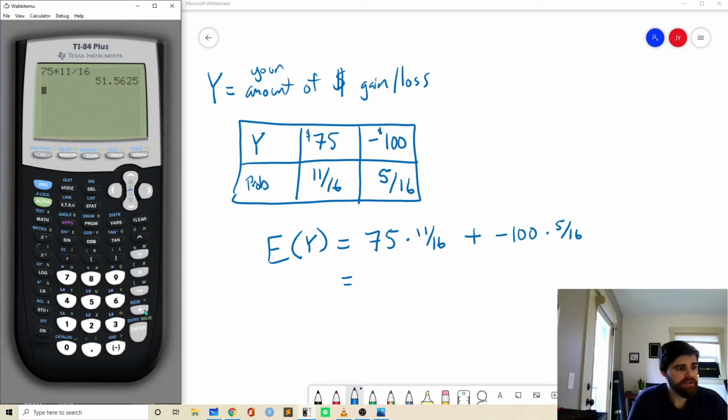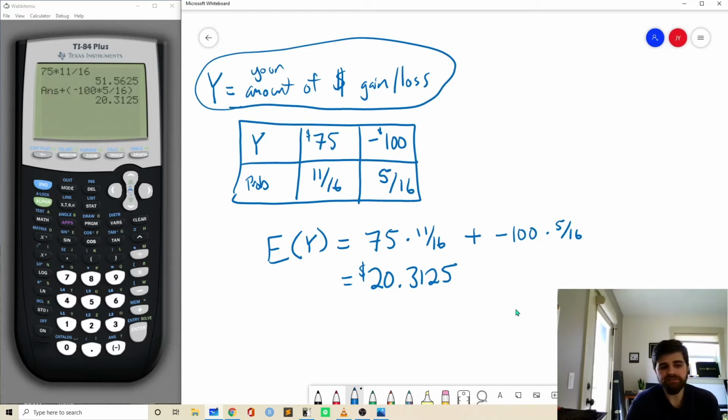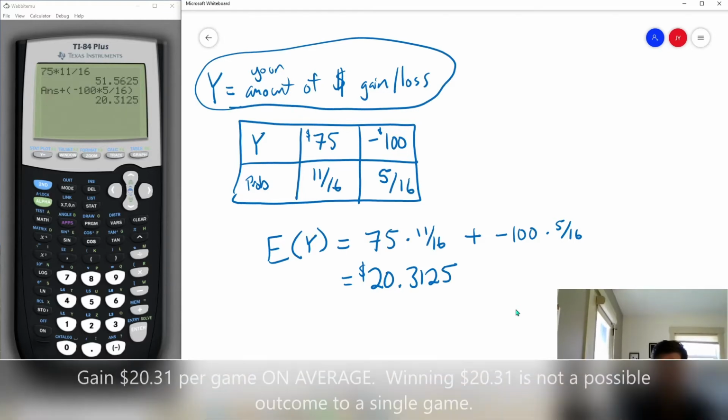So we've got that value plus negative 100 times 5 over 16. And we get the expected value, 20.3125. Okay, so how do we interpret this expected value? Well, we'd say, if I played this game over and over and over again, each time I play, I expect to win on average about $20.31. And by I mean you, right? We can see that we're looking at the amount of money you gain or lose. So it looks like you're going to gain about $20 every time you play this game.